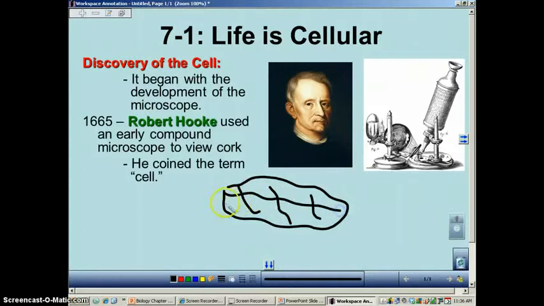And he saw all these little empty boxes in there. Now, we know today that these empty boxes are just the remnants of the cell wall from the plant cells. But to him, they looked like the tiny rooms that a monk would live in a monastery. And these tiny rooms were called cells. So he called these things cells, and that name just stuck. So the reason that a living cell is called a cell today is because of the word that Robert Hooke used when he was looking at his cork cells.